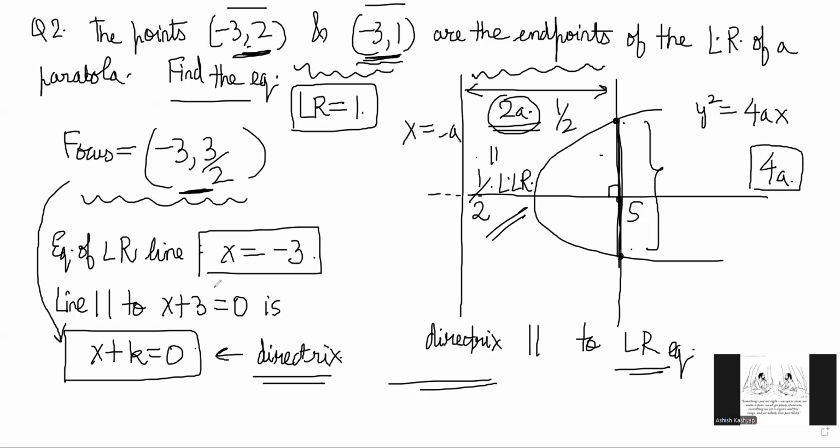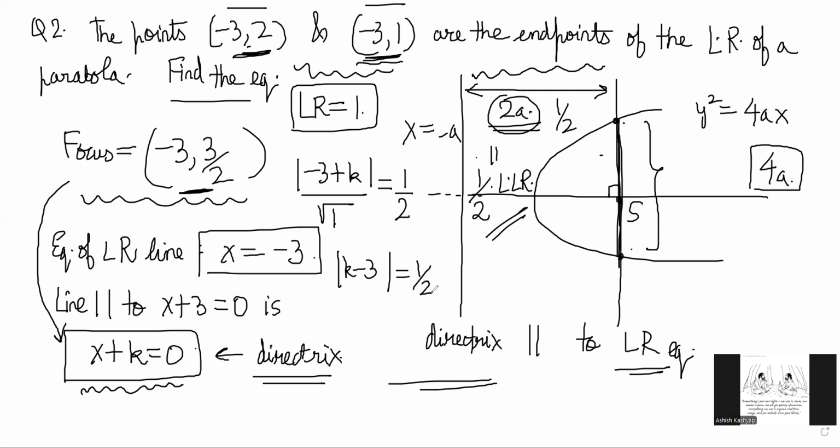What we are using here is the fact that the distance from the focus to the directrix is 1/2 of the length of the latus rectum. We know the length of the latus rectum in this question to be 1. So therefore, the distance from (-3, 3/2) to the line x + k = 0 must be equal to half. So let's find that now. |-3 + k| divided by √1 should be equal to 1/2. So we are getting |k - 3| is equal to half. So k could be 5/2 or it could be 7/2, right? So we have two different options.